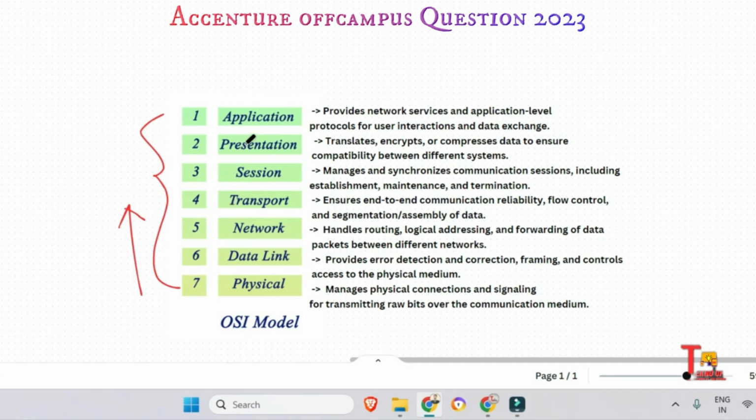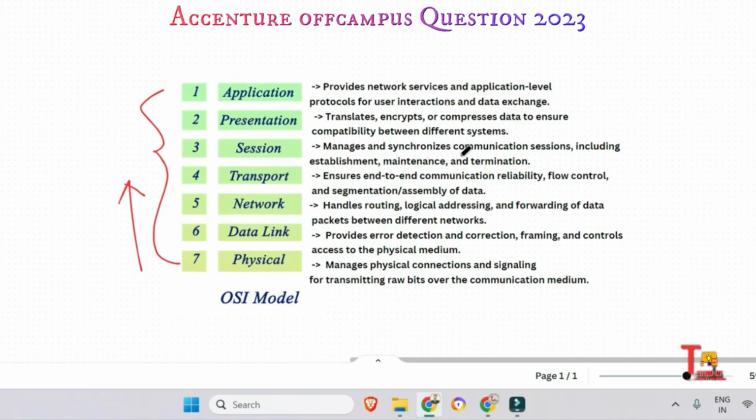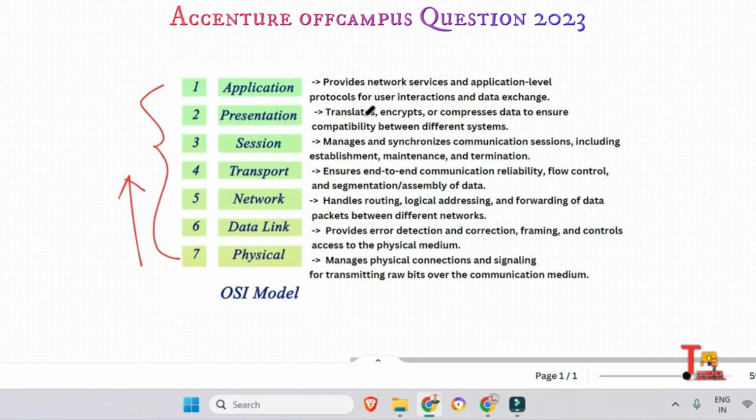The function of the application layer is to provide the network services and application level protocols for user interaction and data exchange. Presentation layer translates, encrypts, or compresses data to ensure compatibility between different systems. And session layer manages and synchronizes communication sessions, including establishment, maintenance, and termination. And transport layer ensures end-to-end communication reliability, flow control, and segmentation and assembly of data, right?